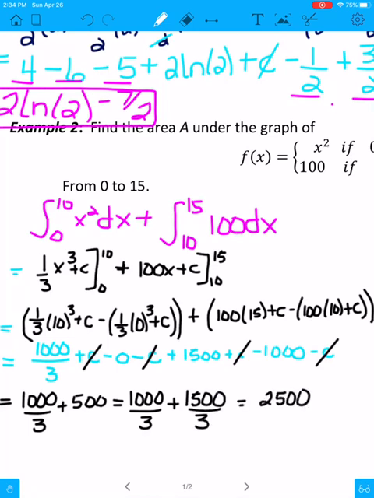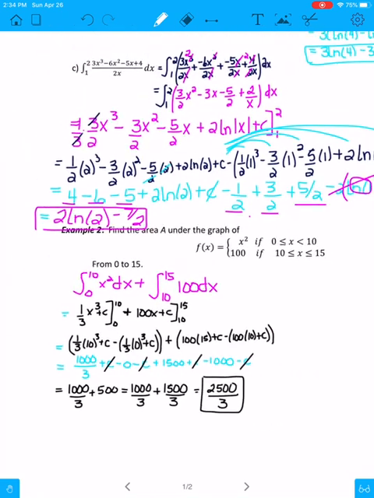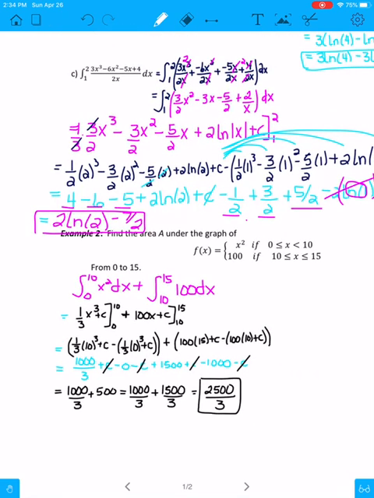So that's the area from 0 to 15 of this piecewise function, where the graph is actually x squared from 0 to 10, and then it follows the line y equals 100 from 10 to 15. Okay, so if it's a piecewise function that you're trying to find the area underneath, you still just do it in pieces and add them up. Still fundamental counting principle.